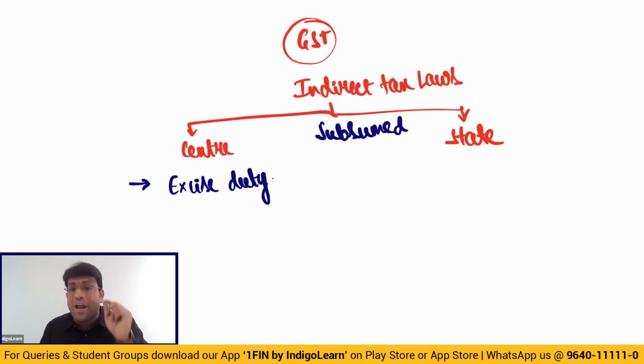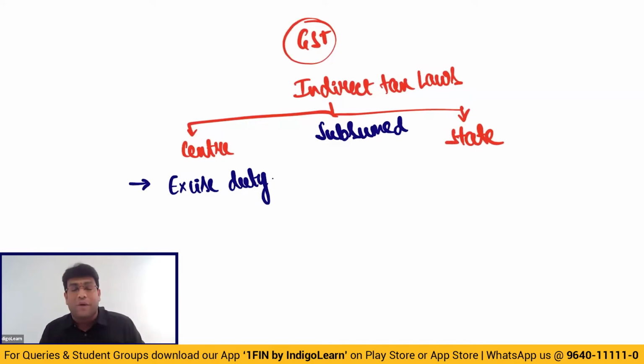But let me tell you one point here: even though excise duty has been replaced by GST law, even today there is still excise duty on some products like alcoholic liquor for human consumption, petroleum crude, high-speed diesel, motor spirit, natural gas, and aviation turbine fuel. I'll tell you the reason why very soon, in 2 minutes.